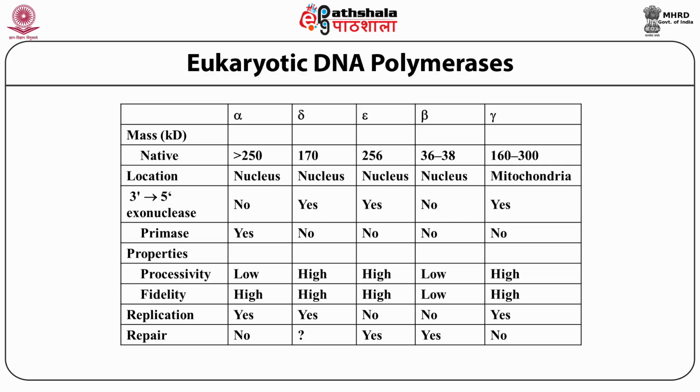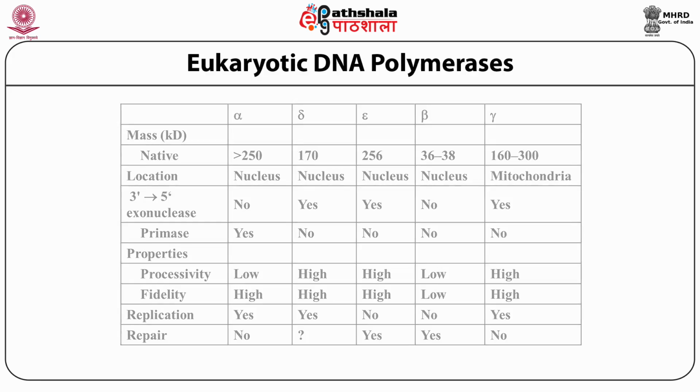The primase activity, or the RNA polymerase activity, is present only in DNA polymerase alpha, and you can see the processivity and fidelity are very high for delta, epsilon and gamma. Now, DNA polymerase alpha and delta are involved in replication, and gamma is involved in the replication of mitochondrial DNA. Beta is involved in DNA repair.